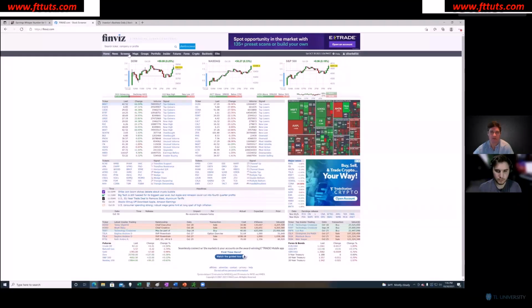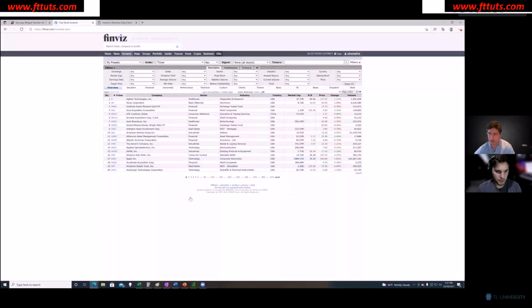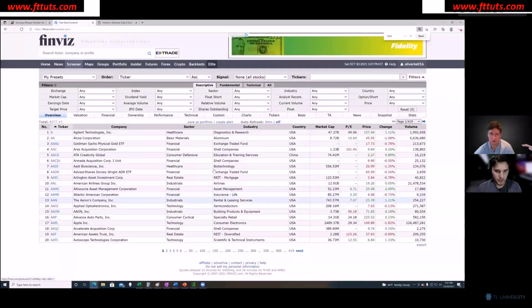But then what I do is, you can create a username and password here. So I've got my username, and that allows you to save screens, which is the main thing I use FinViz for. Oliver, could you zoom in a little bit into your browser so people can see a little bit better? Yeah, is that good? Yeah, that's perfect. Thank you. Okay.